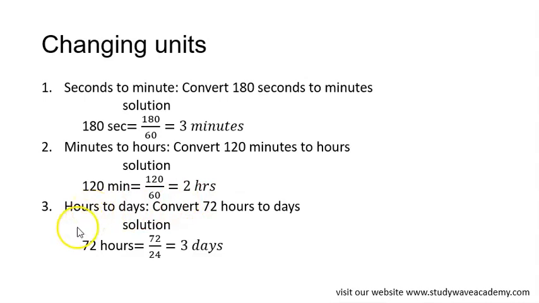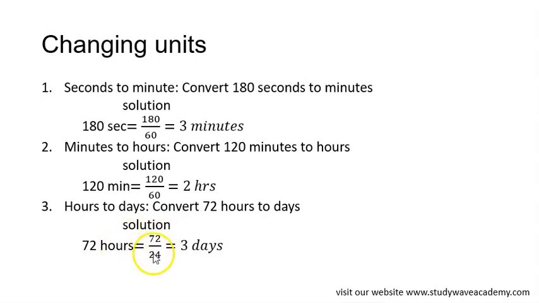Good. So next we're going to be looking at hours to days. Convert 72 hours to days. We are to convert 72 hours to days. To convert 72 hours to days, you divide the number of hours by 24. When you are converting from hours to days, you divide the number of hours by 24.